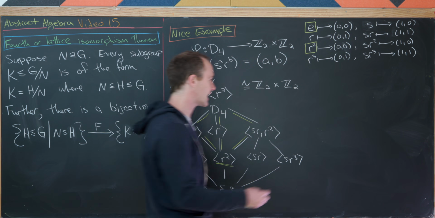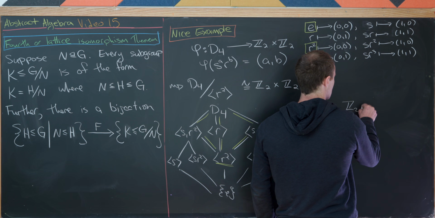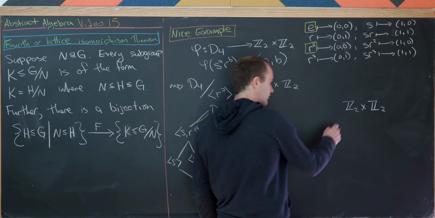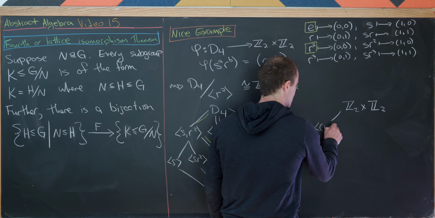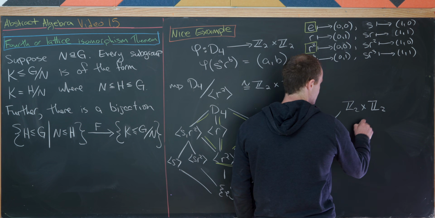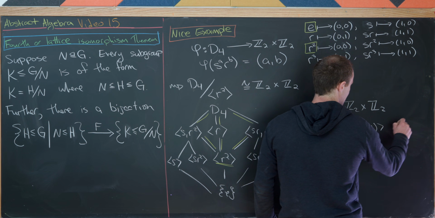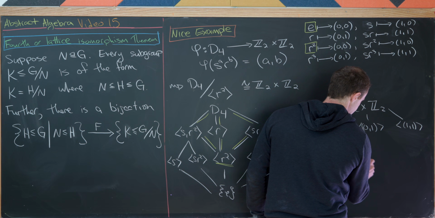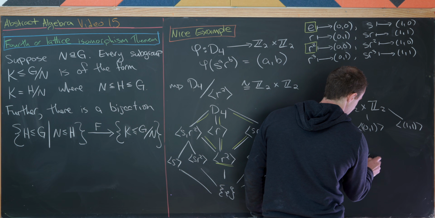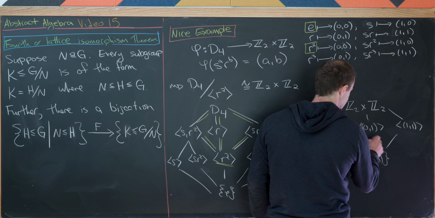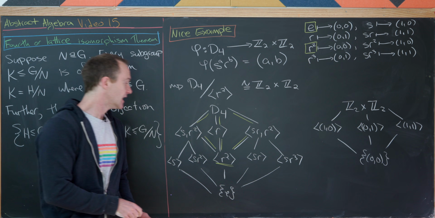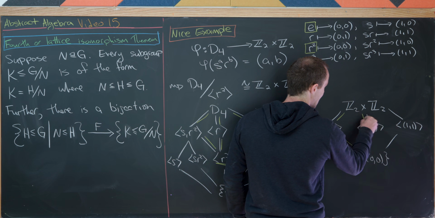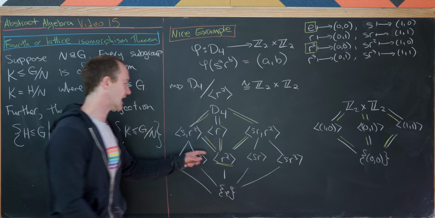And now let's compare that to the subgroup lattice of Z2 cross Z2, which is a group of order 4. So we have 3 cyclic subgroups of order 2. We have the one generated by 1, 0, the one generated by 0, 1, and finally the one generated by 1, 1. Those are all of order 2, and then we've got the identity subgroup down here, which the identity in this case is 0, 0. And let's notice that this lattice right here is exactly the same as our yellow lattice here.